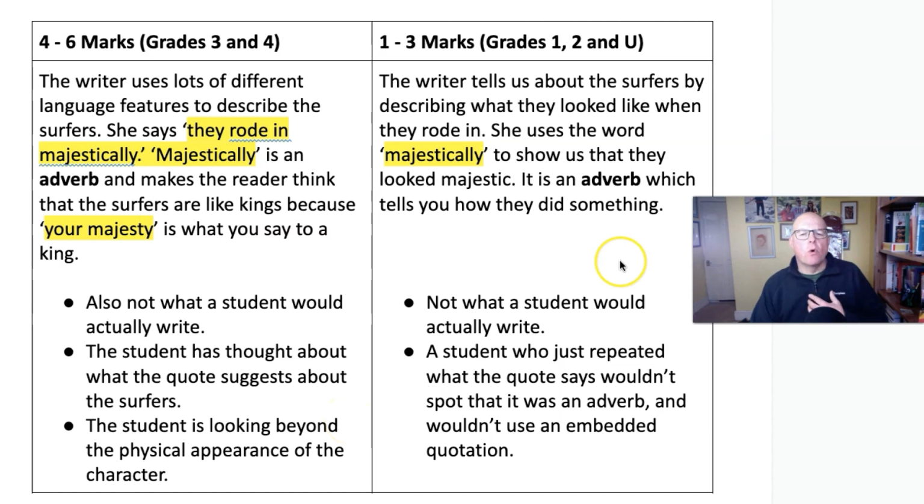Well, let's see what a 1 to 3 mark answer would look like. This is approximately equivalent to grades 1 and 2. It isn't a very realistic answer because a student wouldn't write like the examiner, but what the student has missed is what the examiner wants to point out to you. Let's read it and find out.